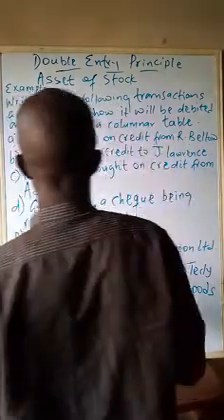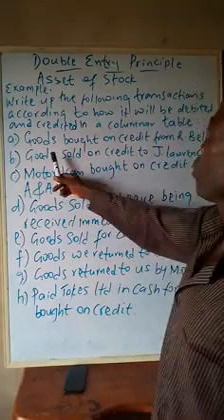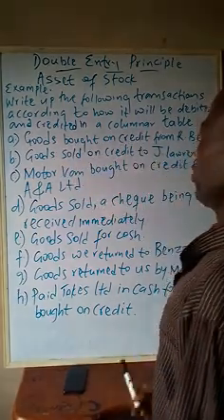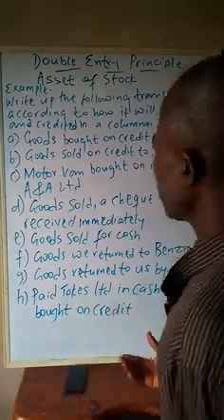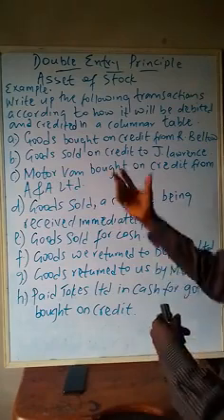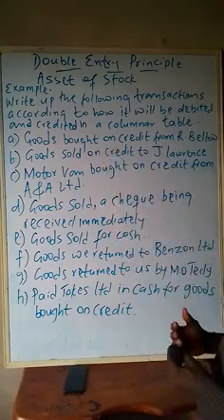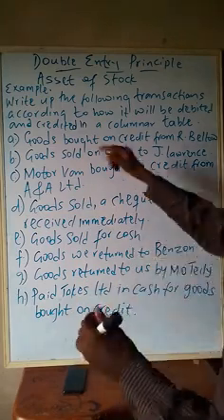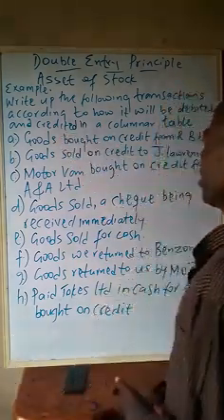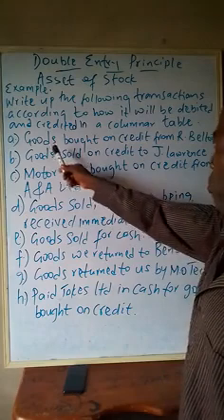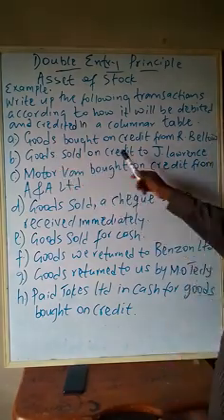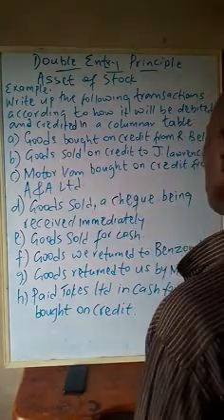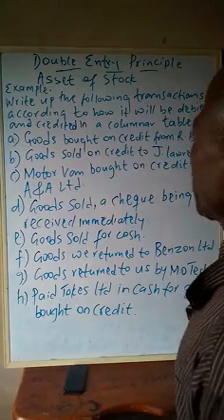A. Goods bought on credit from Aru Bello. Whenever you hear goods, what are we talking about? Goods bought. When you hear goods bought, that concerns purchases account. That goods is what the business is dealing with. It involves purchase account and Aru Bello's account. You debit purchase account and you credit Aru Bello's account.